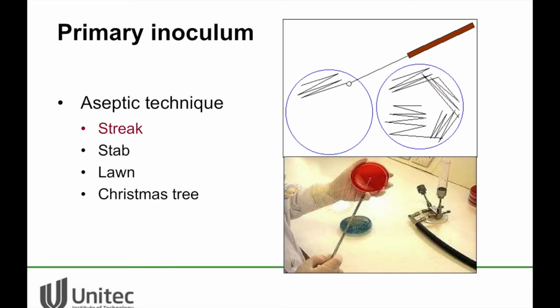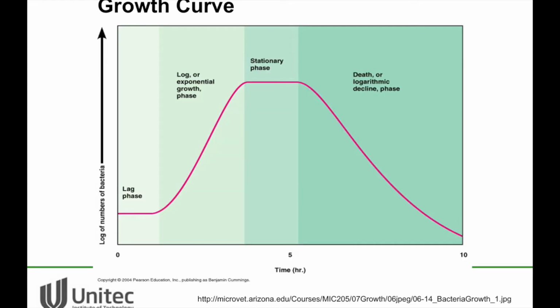Here's someone streaking a plate, and this technique is called a streak. We're going to do this quadrant streak, which is shown diagrammatically, just so you can get the idea. We can also grow bacteria as a stab in a little tube of media, or as a lawn, and in a range of different ways.